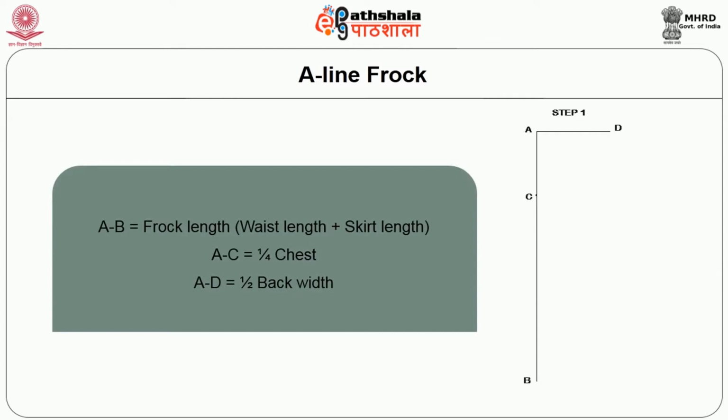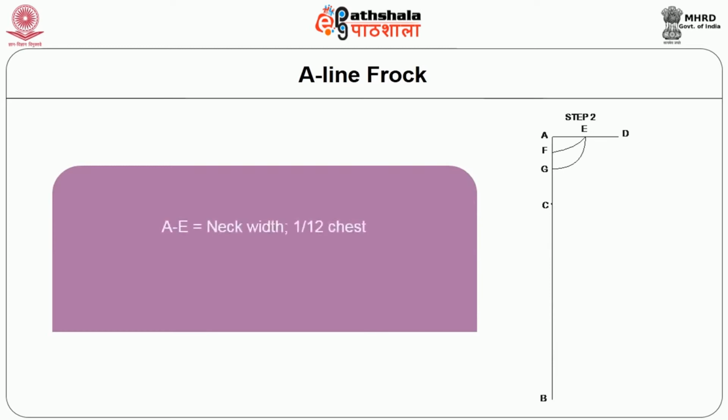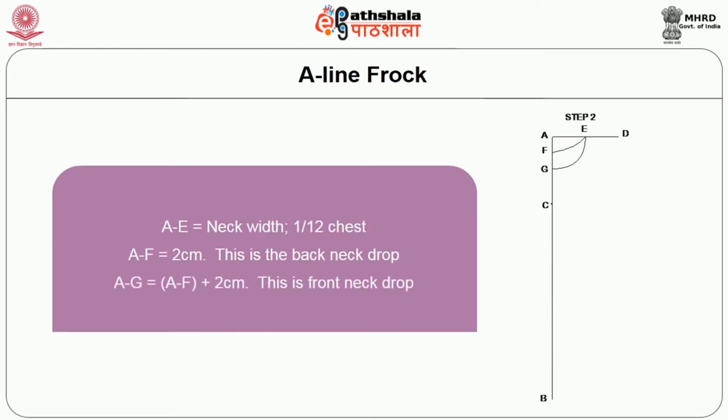A to B is the frock length. It can also be calculated as waist length plus skirt length. AC is 1/4 chest. AD is half back width. AE is neck width, that is 1/12 chest. AF is 2 cm. This is the back neck drop. AG is equal to AF plus 2 cm. This is the front neck drop. Connect the front and the back neckline as shown. The shape and depth of the neck can be changed according to the taste of the wearer.